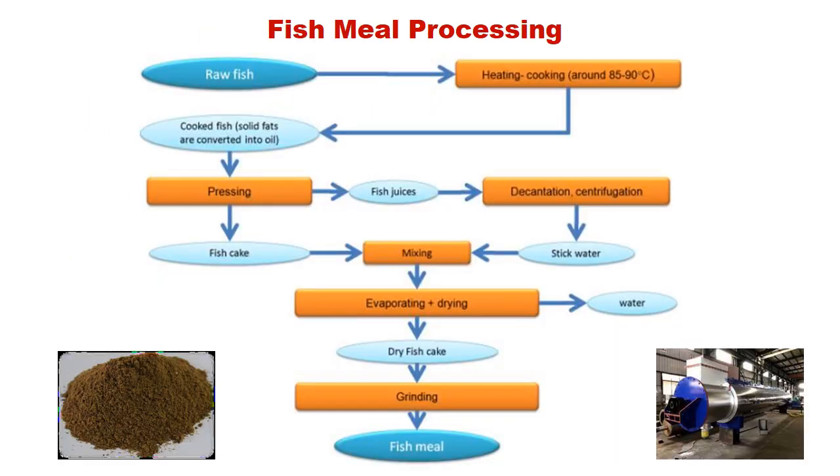Here we can see the flow of processing of fish meal. The raw fish is going for cooking, and then the fat will be melted as oil, and then by pressing the solid part is separated. Then there will be evaporation and drying like a cake, and it is by grinding we can get fish meal, and the liquid part is separated, from which water is removed and we can get the oil. I am going to explain more in the next one.